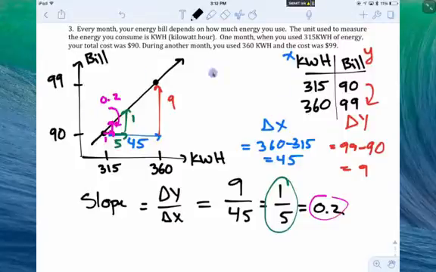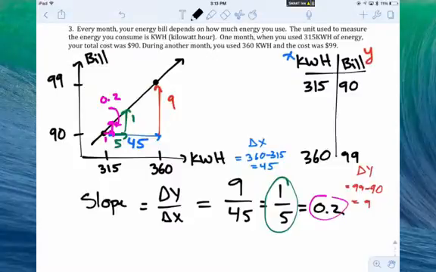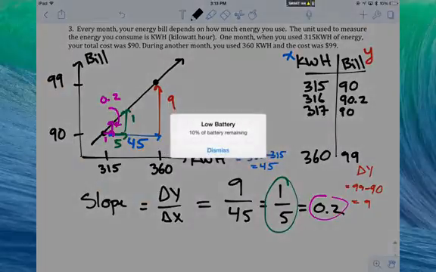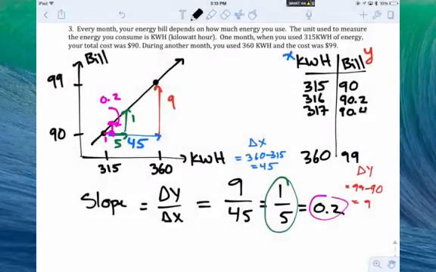And note to self, on our table of values, maybe I can create some space. Okay, there we go. Every time our kilowatt hour usage went up by 1, so if we use 316, it would go up to $90.20. If it was 317 kilowatt hours, $90 and, thank you very much, 40 cents. And it would just go up by 20 cents every hour.